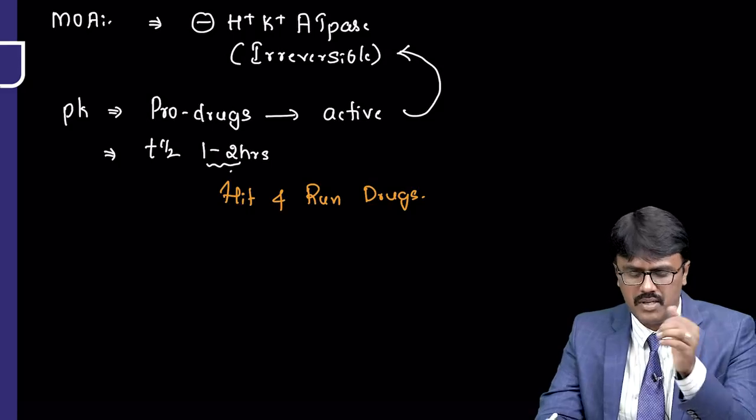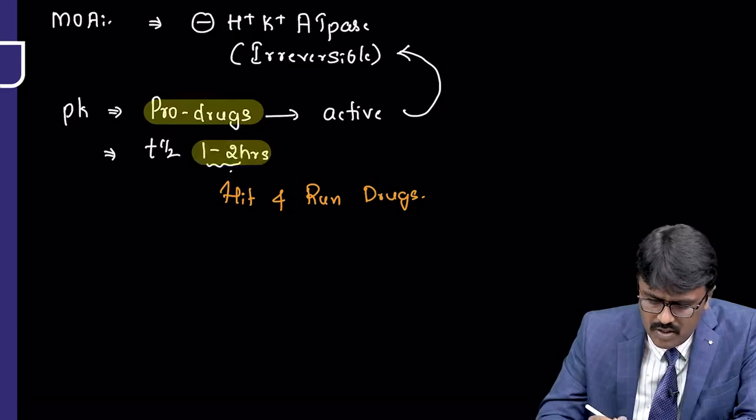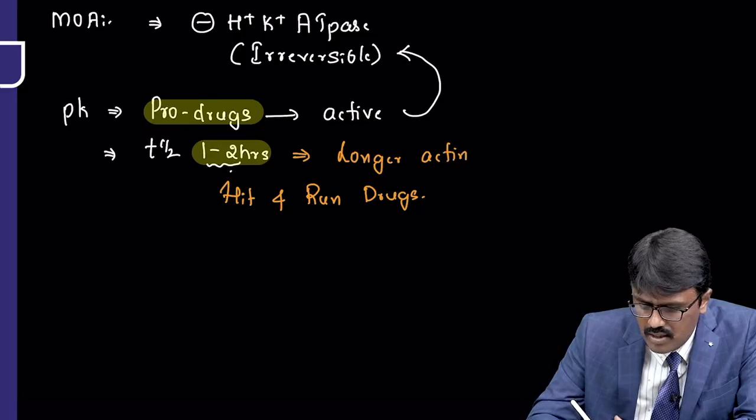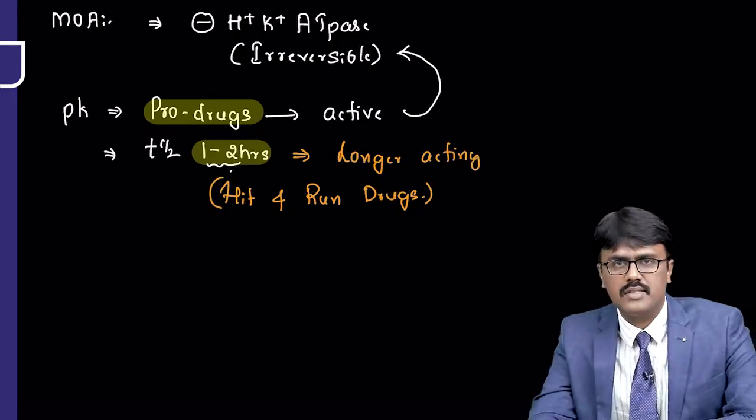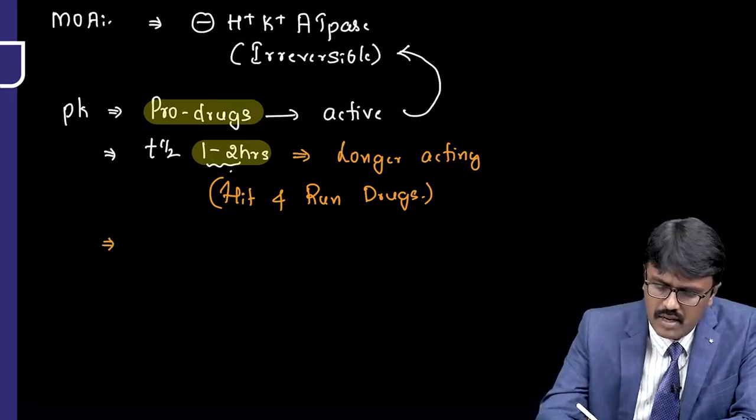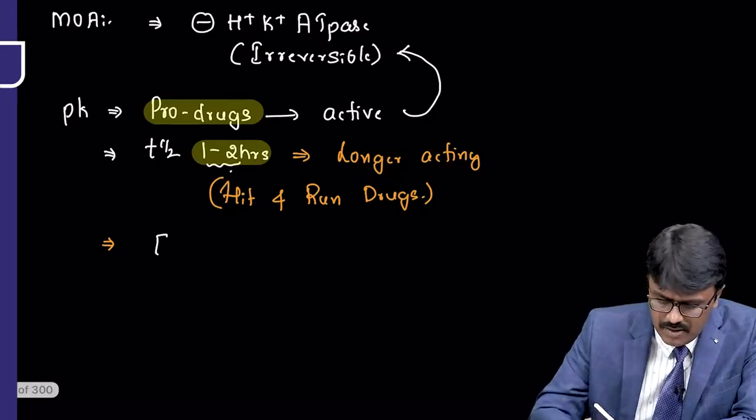That is proton pump inhibitors. Point number 1, prodrugs. Point number 2, the half-life is very short, but they are longer acting. Even though the half-life is very short, the drugs are longer acting. The reason is hit and run drugs. Number 3, remember these drugs are given as enteric-coated tablets.